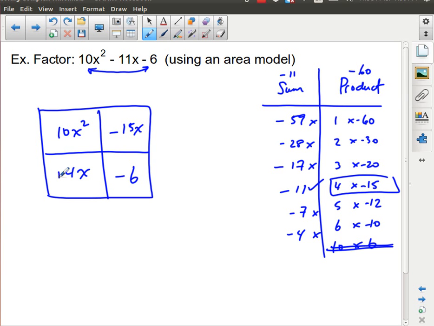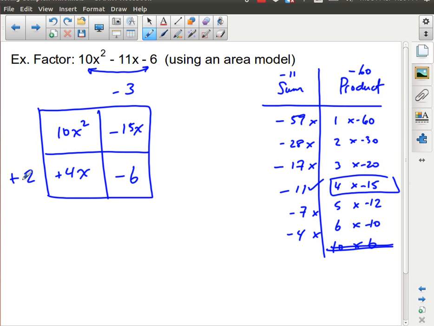So this is a positive 4. So between 4 and 6, the common factor is 2. So I'm going to put a positive 2 here. And now, between positive 2, well, what do I have to multiply by positive 2 to get negative 6? That's negative 3. This table starts to fill itself in for you very quickly. So 2 times negative 3 is this.